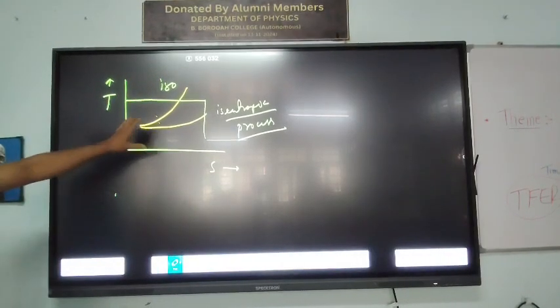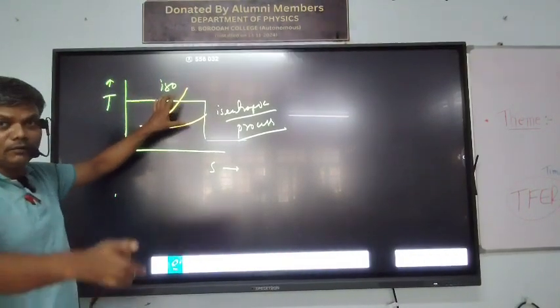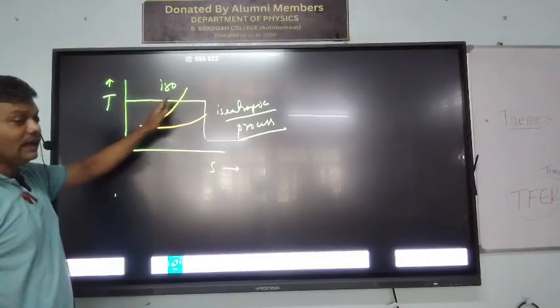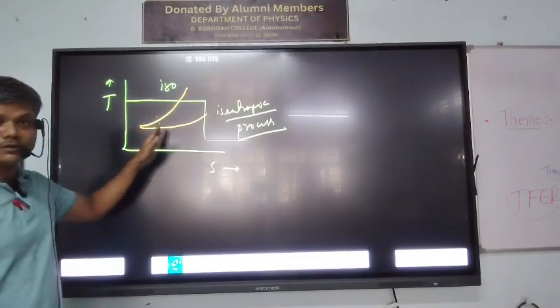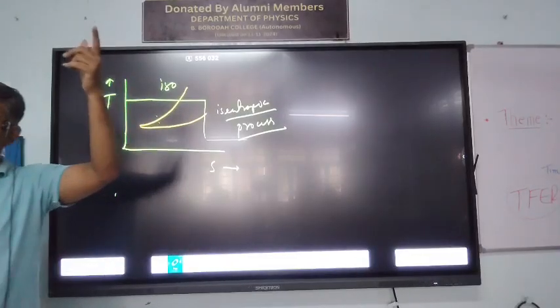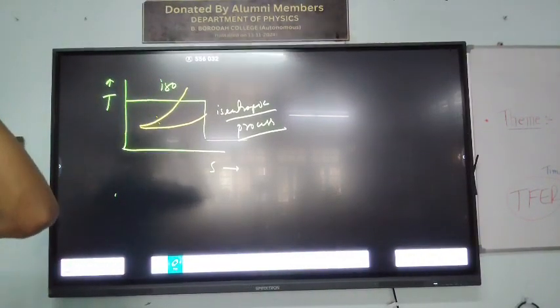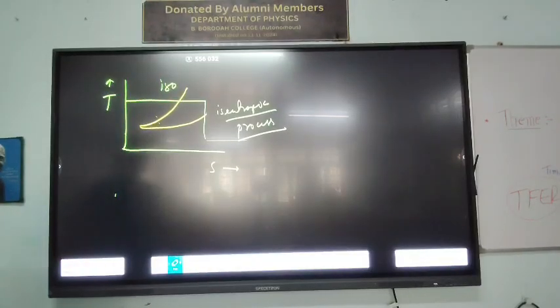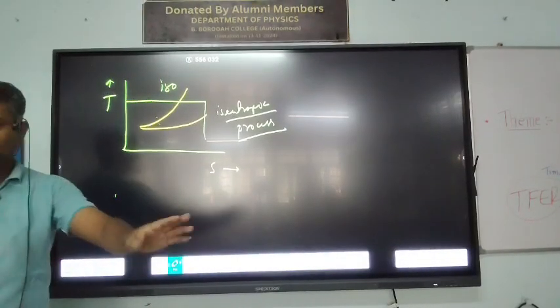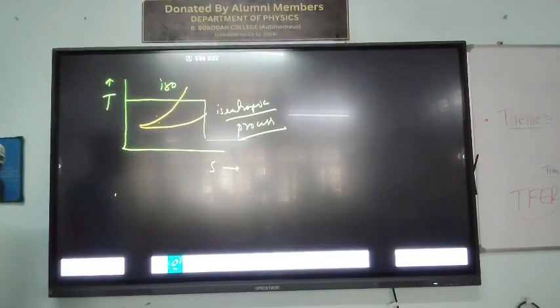Regarding the slope, I am giving you the notes. In the PV indicator diagram, the isothermal slope and the adiabatic slope were found out. So here also we have to find out whose slope is more, isochoric or isobaric. I will give you the note on the side.